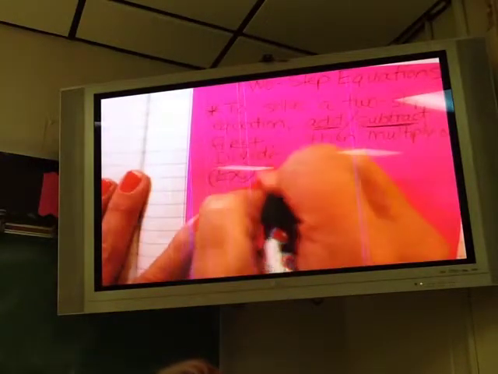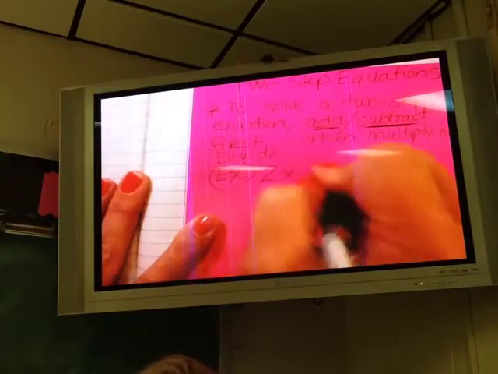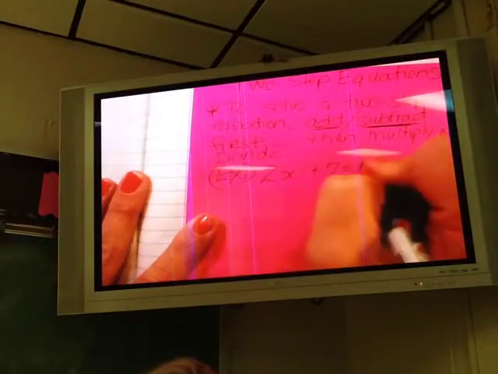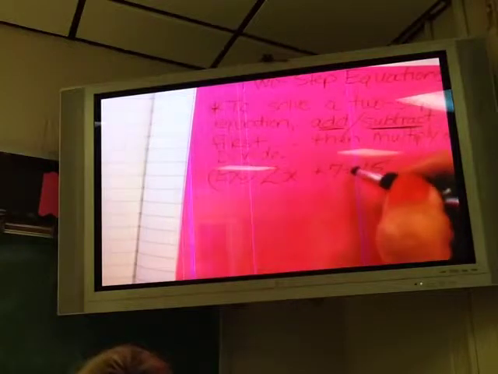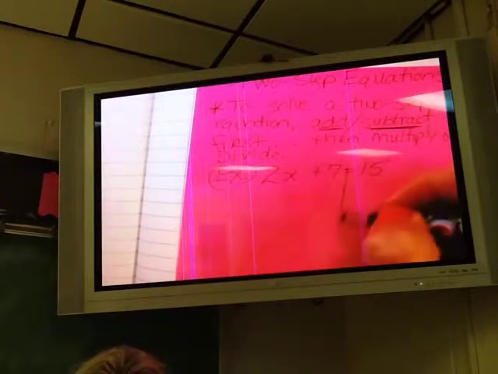Here we go. First example, 2x plus 7 equals 15. Now, you don't have to do this every single time, but I want you to get into a habit for our foldable here. I want you to go ahead and draw your line. Now, when you solve these on your own, you don't have to. I just want you to do this for our notes.